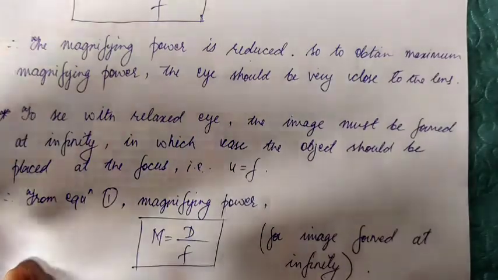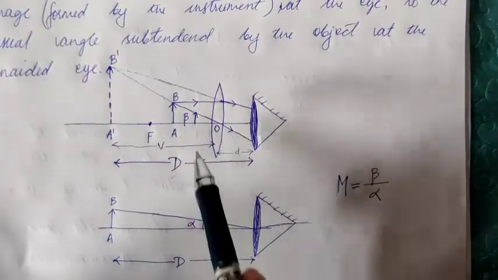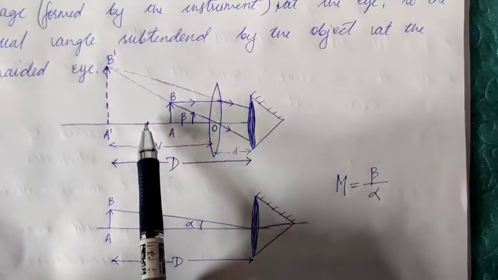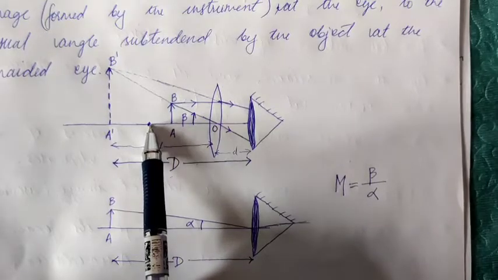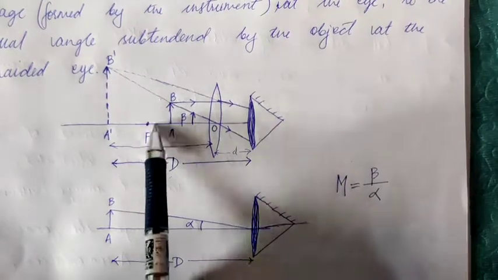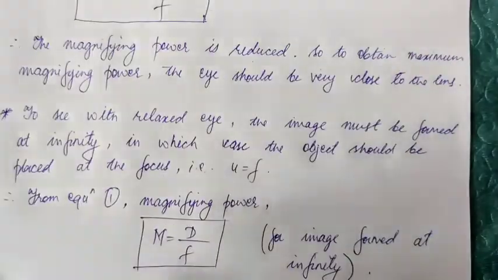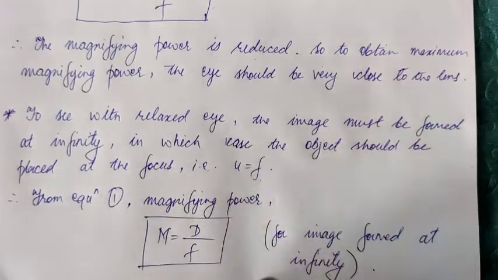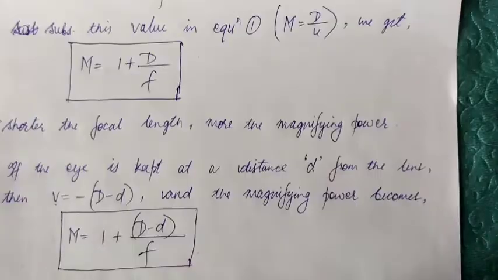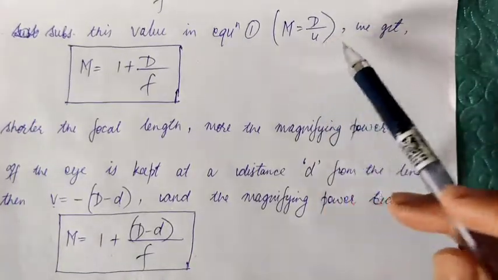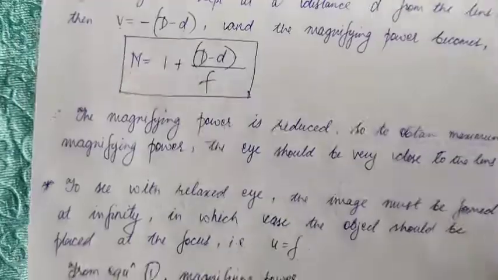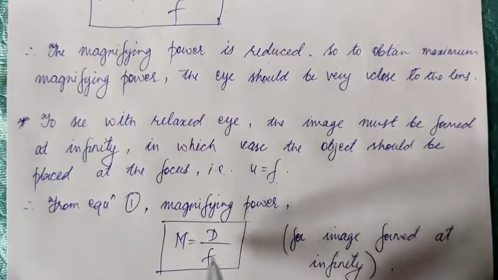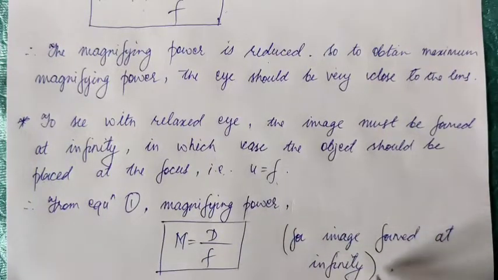Now when does a convex lens form an image at infinity? A convex lens forms image at infinity when the object is placed at the focus. So when the object is placed at the principal focus, the image is formed at infinity. So in that case, the object distance is the focal length of the lens. Thereby, from equation number 1, the first expression for magnifying power, D by u, mind you, u is f. So when the image is formed at infinity, the expression for the magnifying power is D by f.